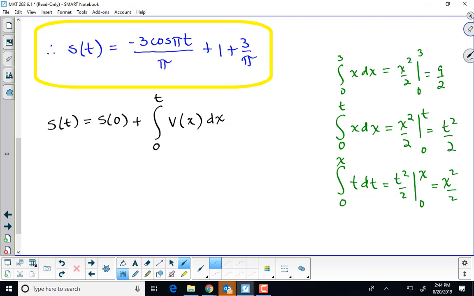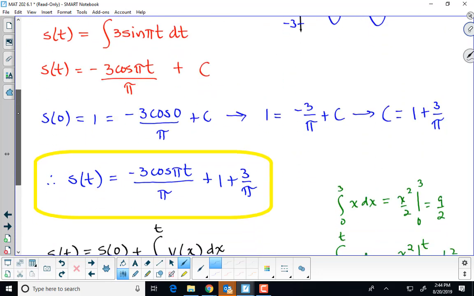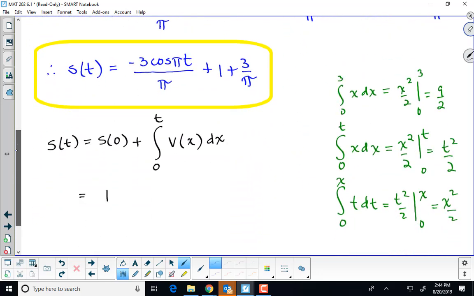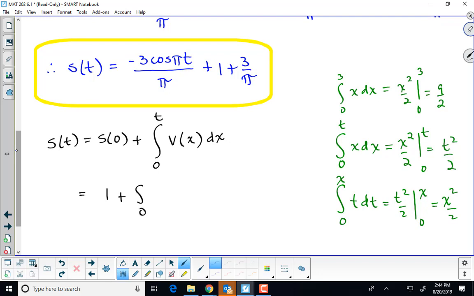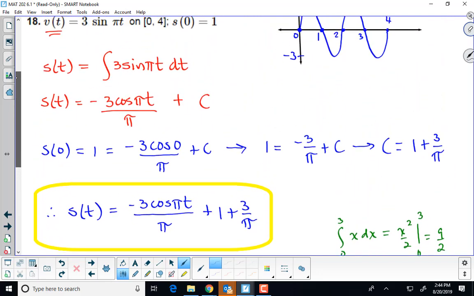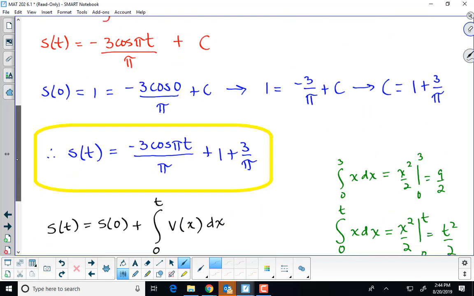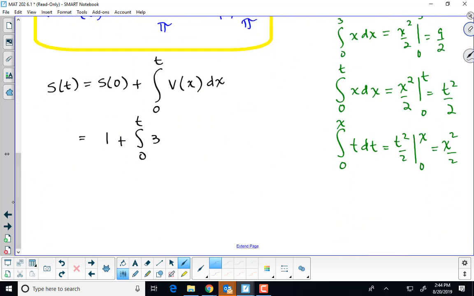So let's see if we can plug in the pieces. So they tell us S of 0 is 1. So that just goes right here, 1 plus integral 0 to t. And now we take our velocity function, and we're going to use an x as the dummy variable. So the velocity function is right there, but we're going to use an x as the dummy variable. So we'll do 3 sine of pi x with respect to x.